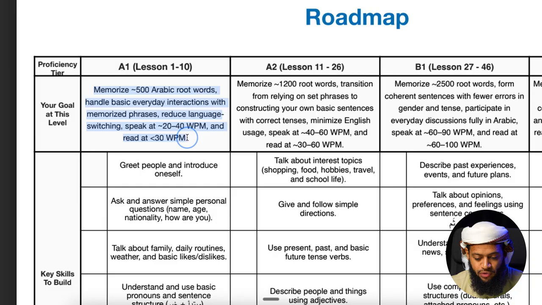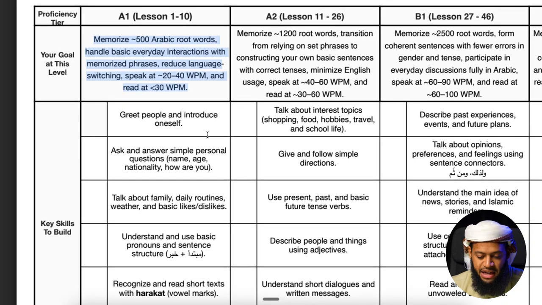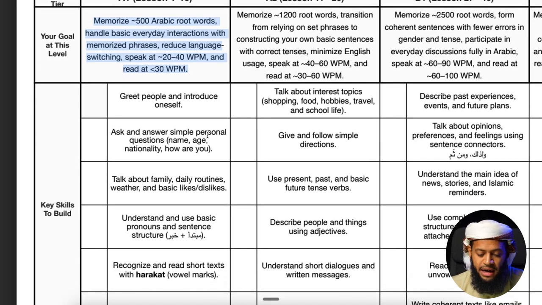memorize 500 Arabic root words, handle basic everyday interactions with memorized phrases, reduce language switching, speak at 20 to 40 words per minute, and read at around, you know, if it gets to 30 words per minute, then that will be perfect. And whatever is below, then that's normal.